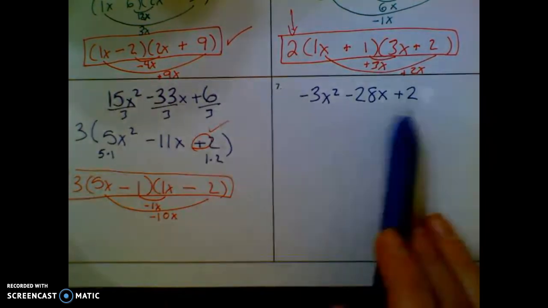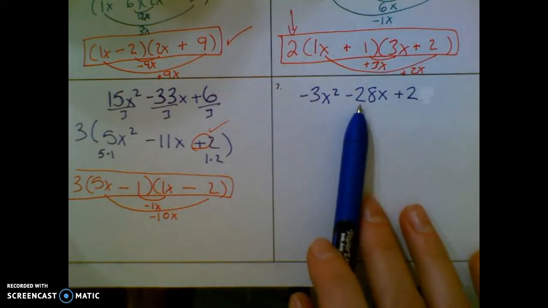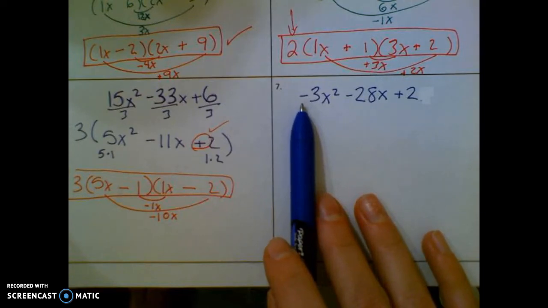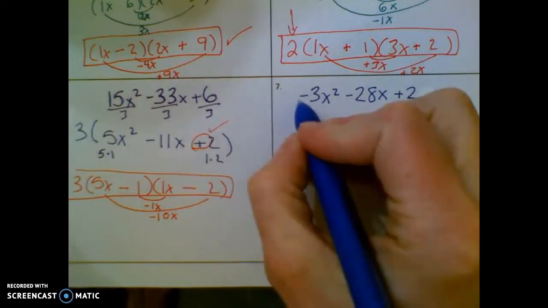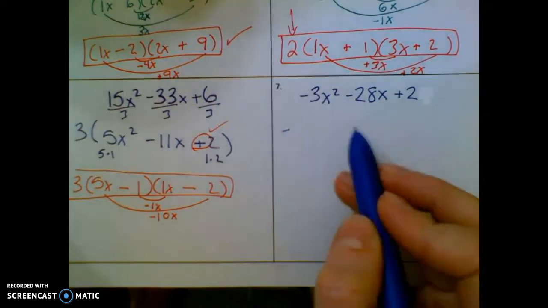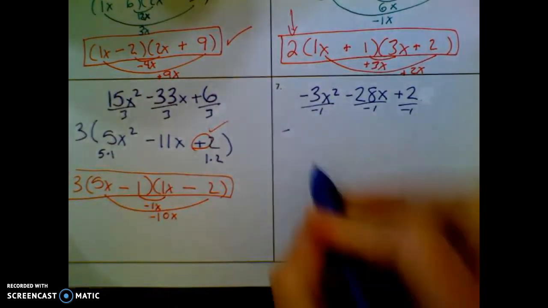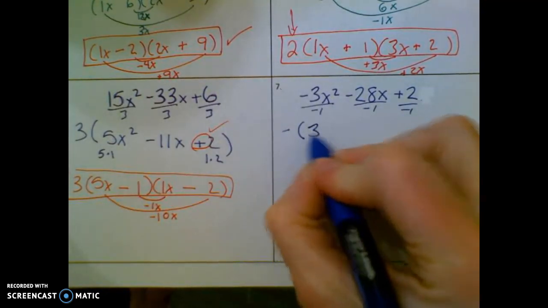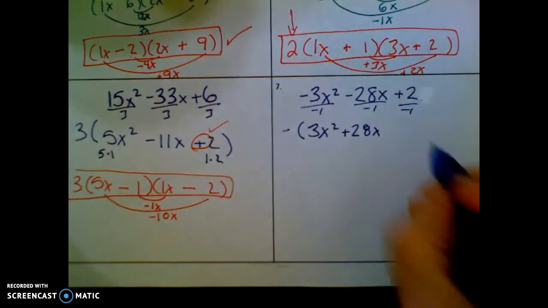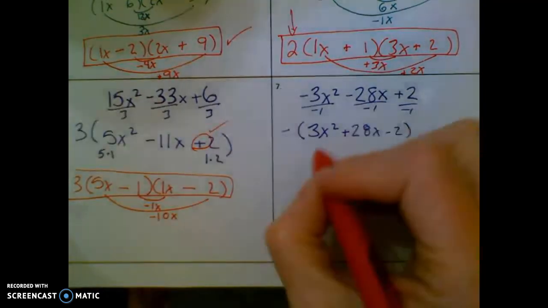In this case, there's no variable, and 3 and 2 and 28 don't share factors, but if we ever have a negative out front, we always factor out a negative, always. So I'm going to take out that negative, which is going to leave everything else, but it's going to change all those signs. If I divide every single thing by an understood -1, it's going to leave a positive 3x squared, a positive 28x, and a -2.